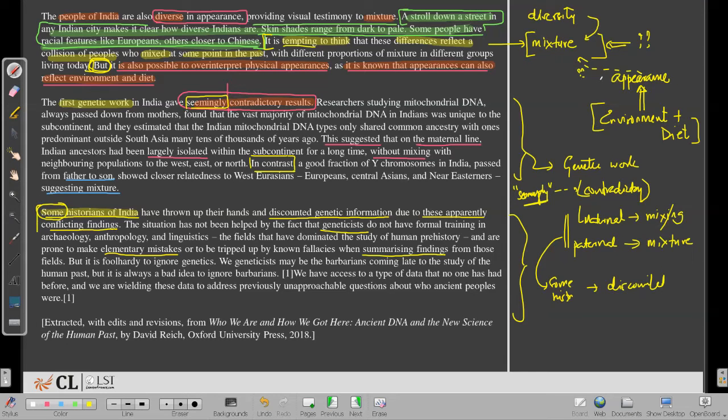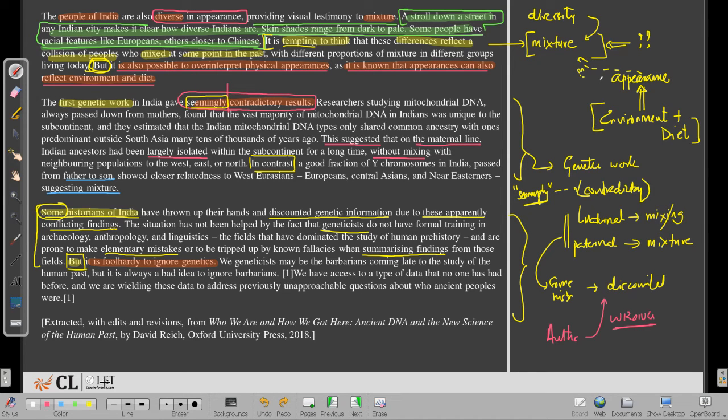So far, we don't see the author's view here. The author's view starts immediately with another pivot word: and therefore, the next piece of information is important. It is foolhardy to ignore genetics. So the author is now very clearly saying that discounting this is absolutely wrong. Please don't do that. At the end of the day, the contradiction is only seeming, not really a contradiction.